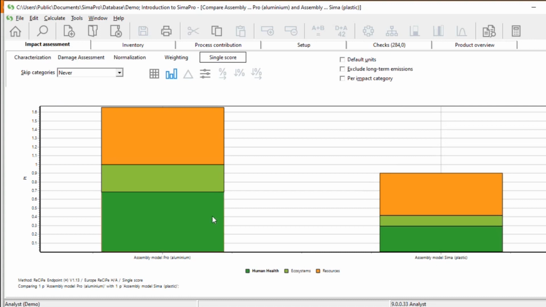All right. If you do the comparison, it's altogether 0.9 versus altogether 1.7, almost double the environmental burden because of the use of resources and materials. Okay.